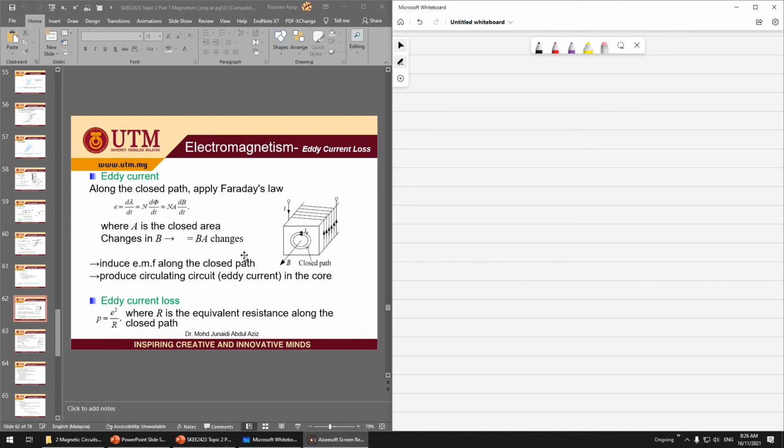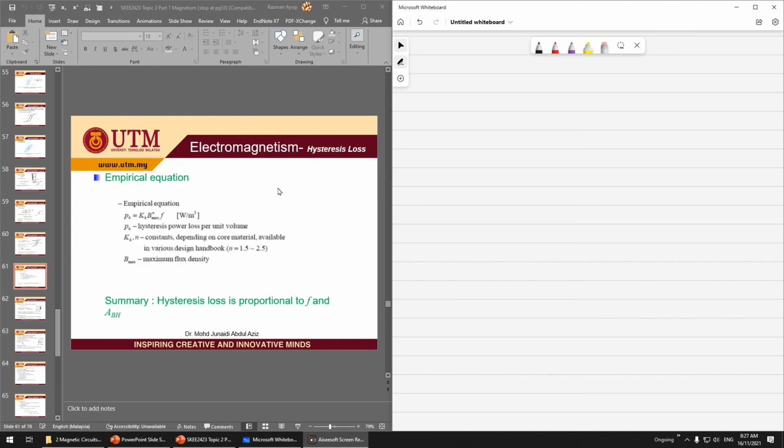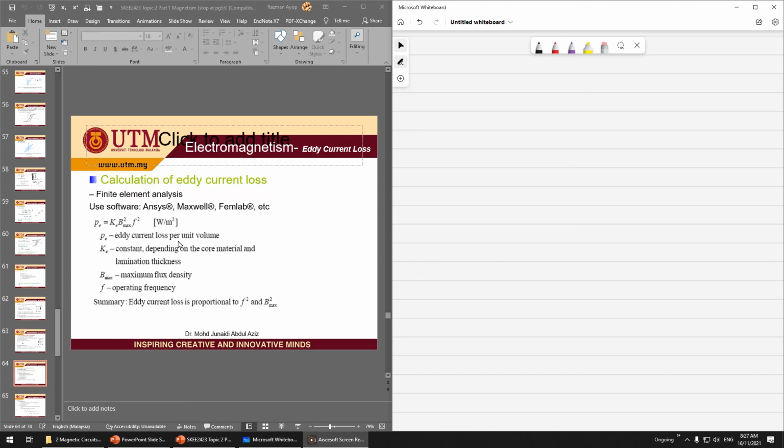The first one is this one. This one is the hysteresis loss, almost the same, but K is a different K. If F is the frequency, you have to square it. So F squared, B squared. Don't forget B is also squared, and K is also a constant, a different constant. So make sure you memorize the equation for eddy current losses.